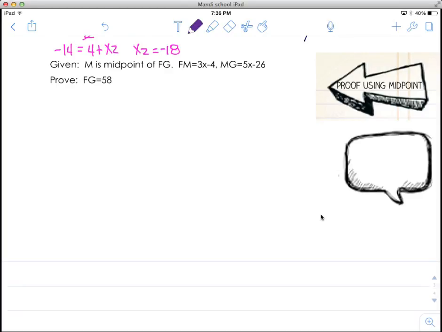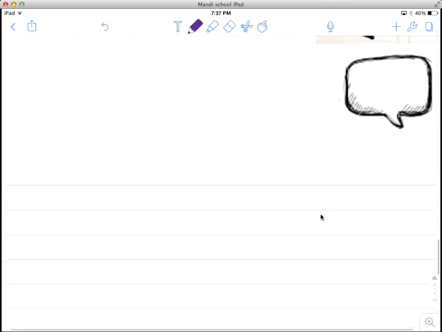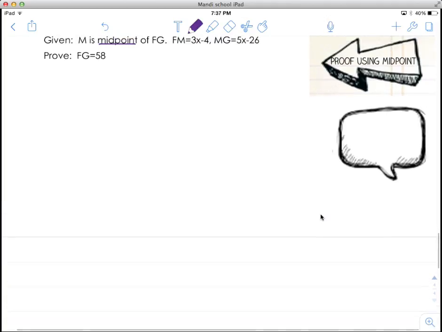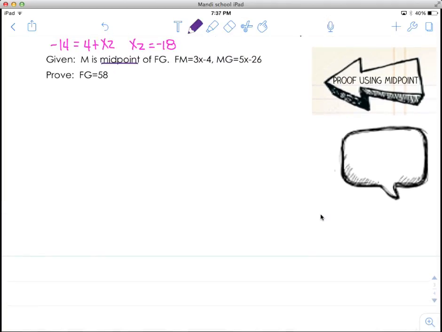And we are given that M is the midpoint of FG and that FM equals 3x minus 4 and MG equals 5x minus 26. Now, if you want to flip this over and write your proof on the back, I'm going to use some of this paper that's below where yours would end. There are a lot of steps to this proof, so make sure that you have either a separate piece of paper or something with extra room. So the first thing we want to do is draw our diagram.